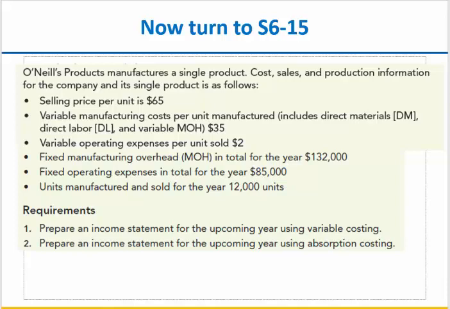The fixed manufacturing overhead in total for the year is $132,000, the fixed operating expenses in total for the year is $85,000, and the units manufactured and sold for the year is 12,000 units. Part A is to prepare an income statement for the upcoming year using variable costing. So I'm going to use an Excel worksheet to finish this process.